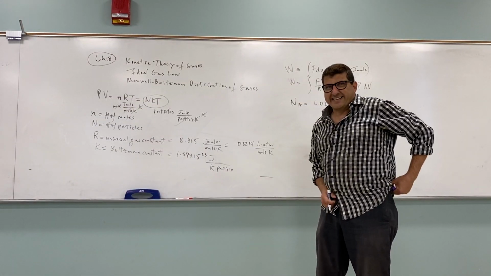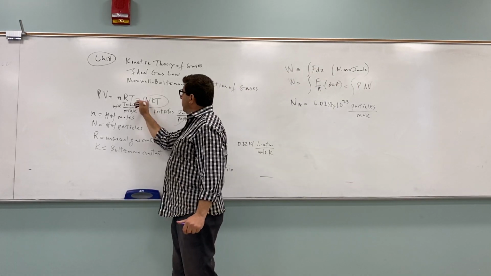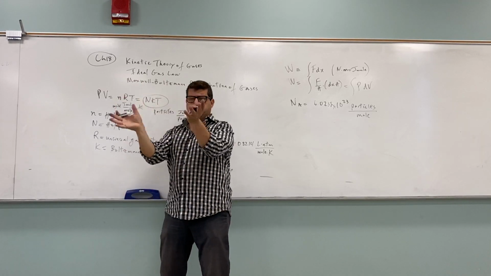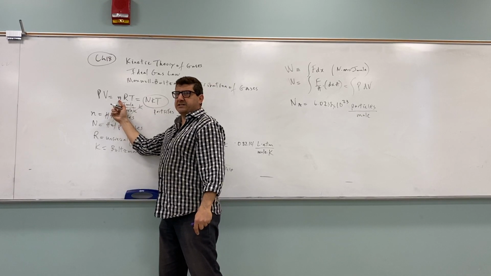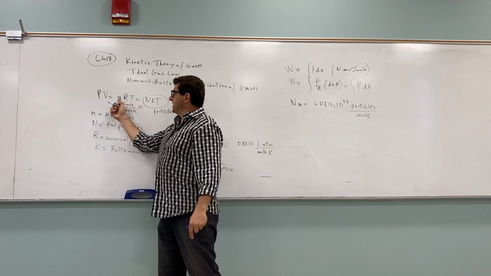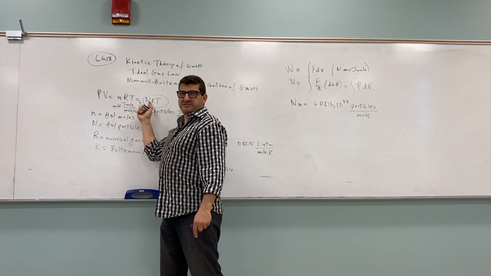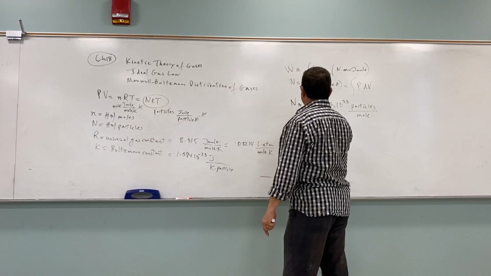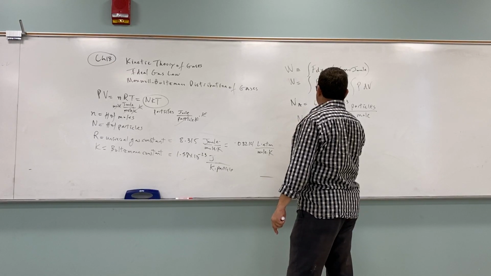So now I can use Avogadro's constant to connect big N with little n. Big N tells you how many total particles are in the gas. Little n tells you how many moles are in the gas. If I multiply the number of moles by Avogadro's number, I get the number of particles. So the number of particles is equal to the number of moles times Avogadro's constant.